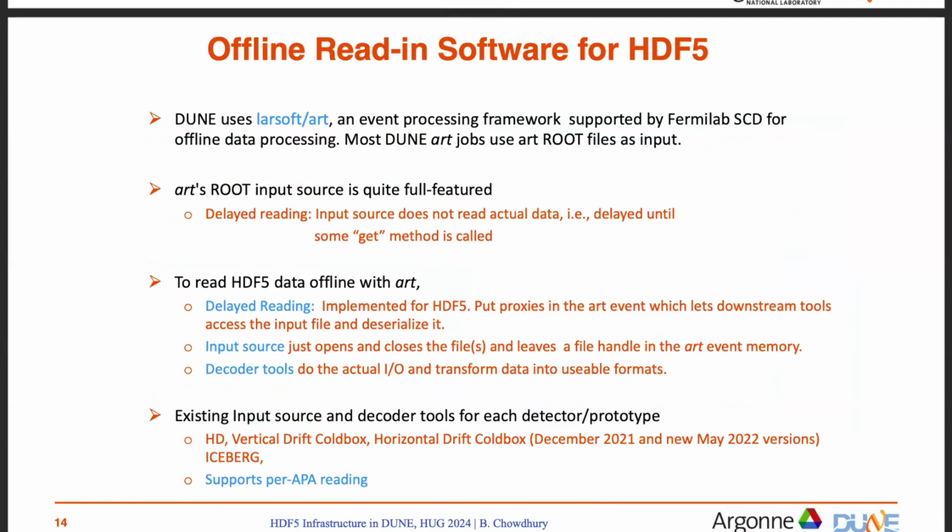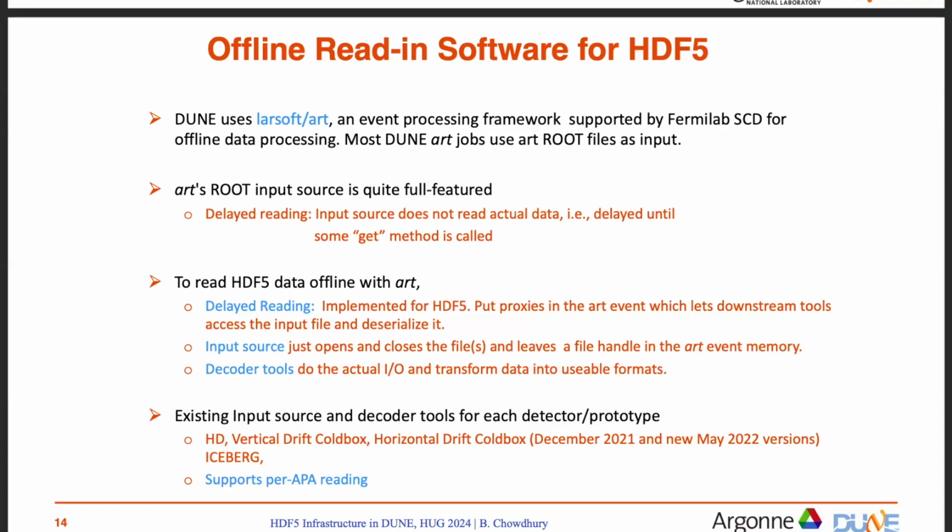Okay, so once we write the data, next is reading out HDF5 using our offline event processing framework called ART. Now, ART is pretty famous in the neutrino experiments, and it is basically developed at Fermilab. Most DUNE ART jobs use ART ROOT files as an input, and ART's ROOT input source is quite well featured. It has pretty much everything we need.